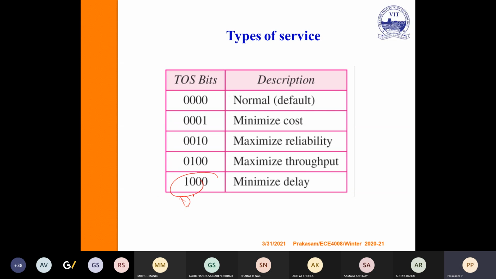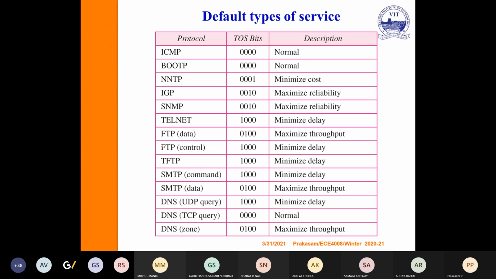This is T, this is T, this is R, this is T. If it is 1000, that means minimize delay. That means D is 1, and the remaining are 0. So these are all the different type of service bits, which are used to represent the various services.